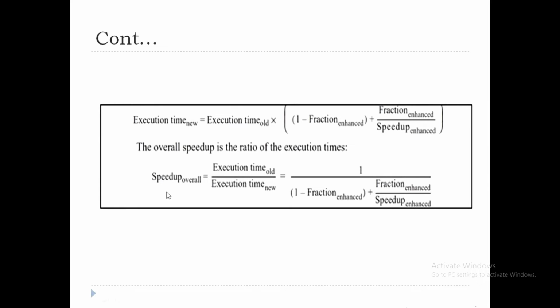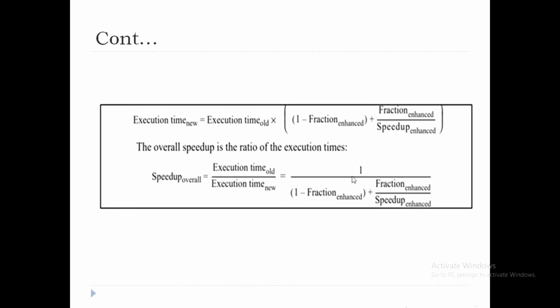The next equation is speedup overall. This is a very important equation. Questions related to this part have already been asked in university exams. The equation for the overall speedup is execution time old divided by execution time new, which is equal to 1 divided by (1 minus fraction enhanced) plus fraction enhanced divided by speedup enhanced.